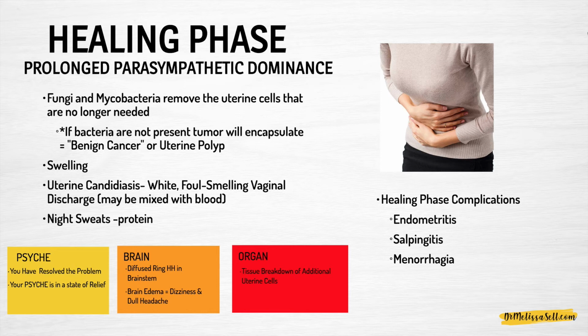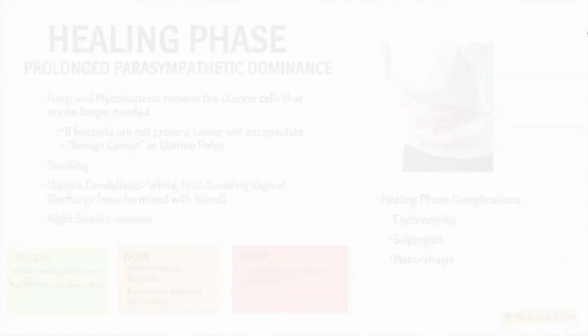But on the psyche level, you have resolved the problem. So your psyche should be in a state of relief regarding the gender procreation or implantation conflict. In the brain, there will be a diffused ring in the brainstem, some brain edema. You may have a little dizziness or a dull headache during this time. And like we said, the tissue is being broken down in the uterus.